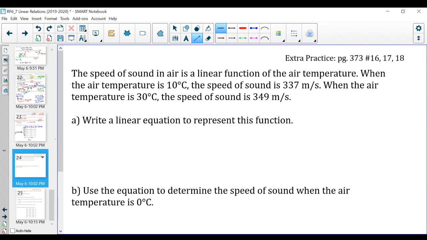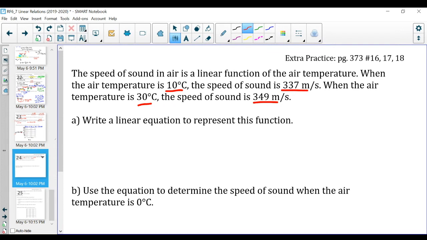There's a couple things that we need to do first. We need to identify, what do we do with all these numbers? First of all, we need to ask ourselves, which variable is dependent on which? Does the temperature affect the sound, or does the sound affect the temperature? In this case, the speed of sound is dependent on the temperature. The hotter it's getting, the faster that sound will be. So your speed is going to be your dependent variable because it depends on the air temperature.